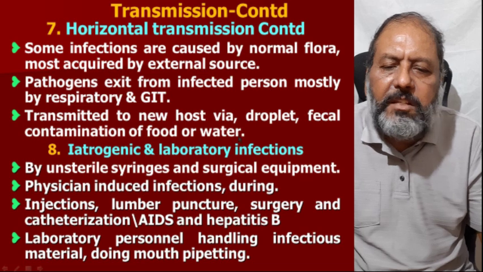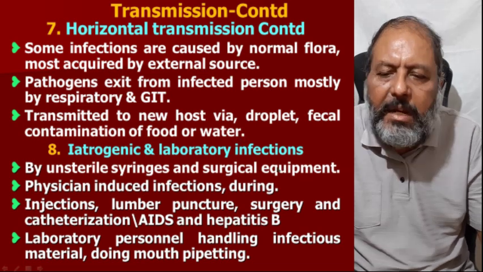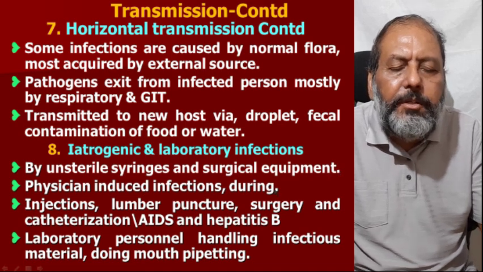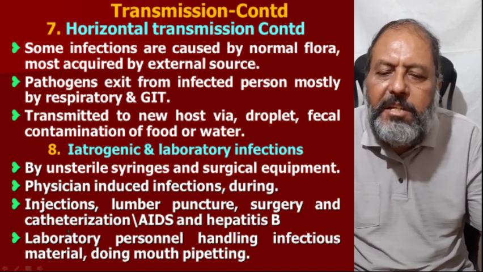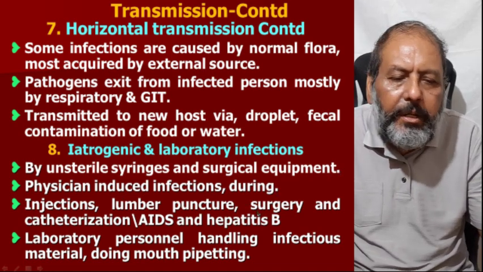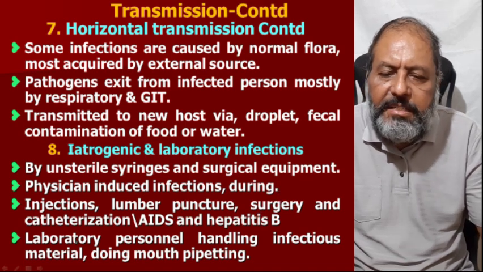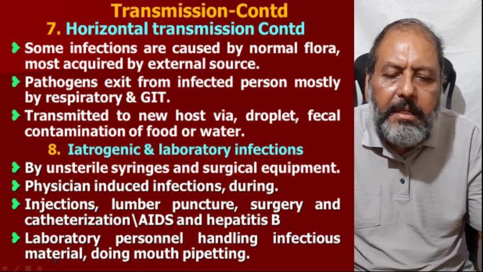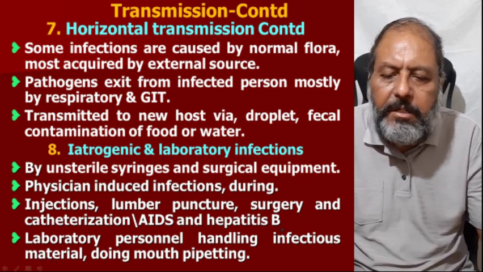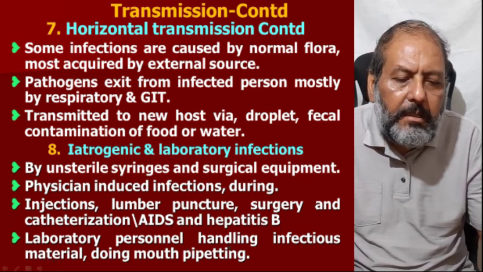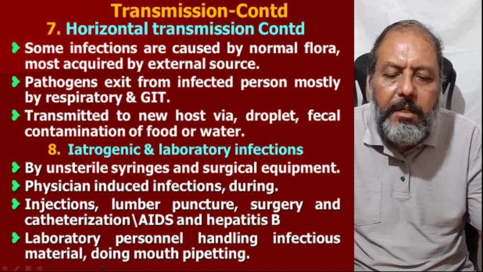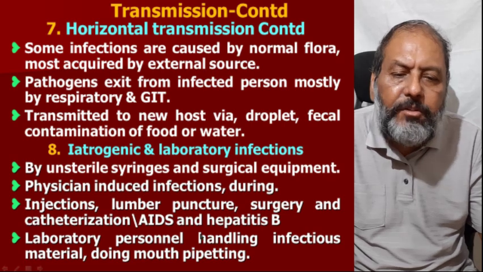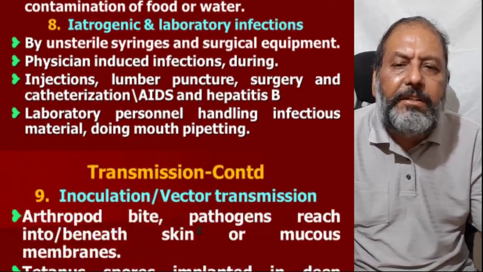The 8th transmission is iatrogenic and laboratory infection, by unsterile syringes and surgical equipment used by laboratory people. Physician-induced infection during procedures like injections, lumbar puncture, surgery, and catheterization in AIDS and hepatitis B patients. Laboratory personnel handling infectious material, doing mouth pipetting. These all come under iatrogenic and laboratory infections.